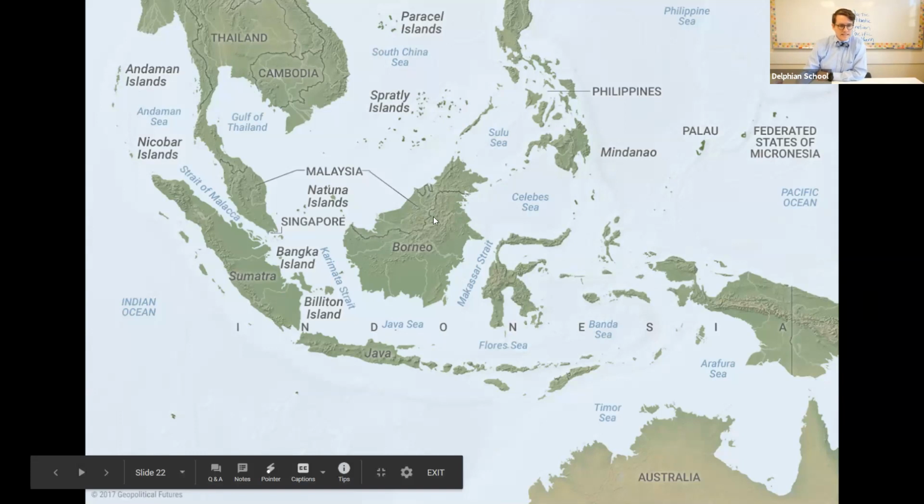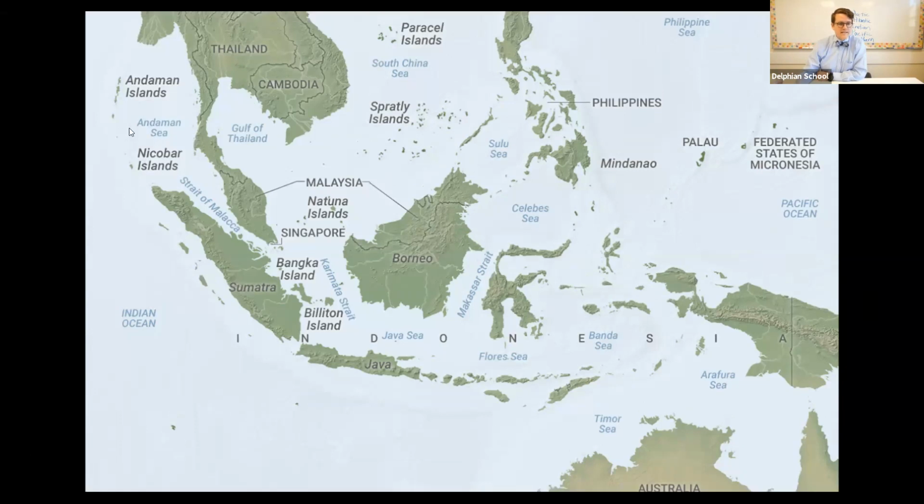Let's see. The Andaman Sea. All right. Here's another word. Let's take this up. The word Gulf. Here's the Gulf of Thailand. And why is that different from a sea? Because it's called something different. That could probably be called the Sea of Thailand.